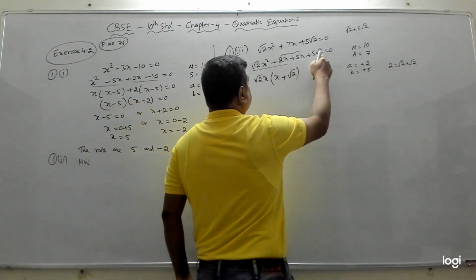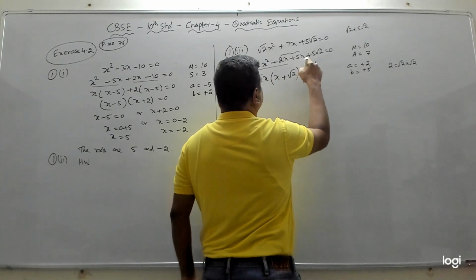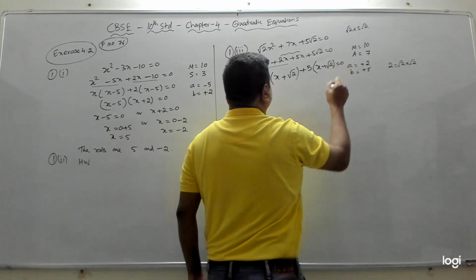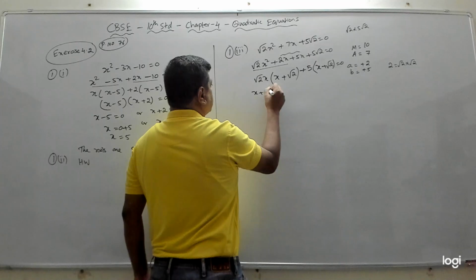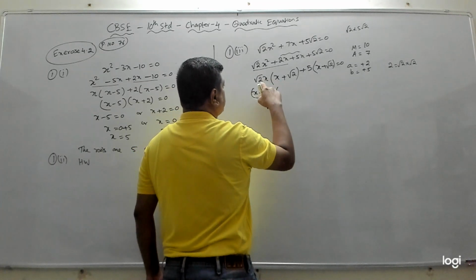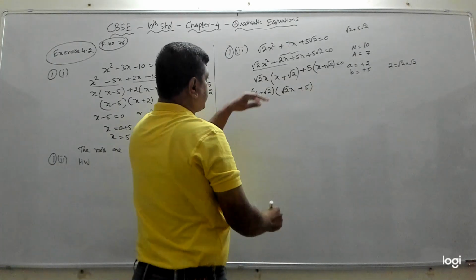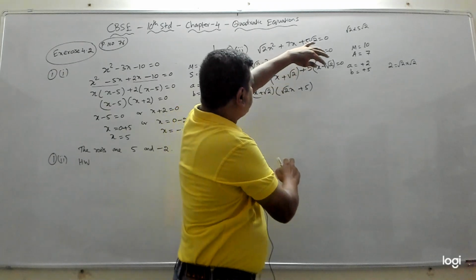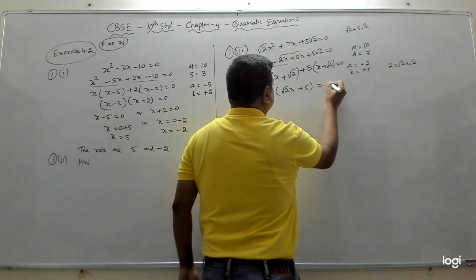Now again in these two, what is common? Plus 5 is common, so I'll take 5 common. Then you will have x here. Here 5 is taken out, so you will get x plus root 2 equal to 0. Then again here x plus root 2 is common. So this will become root 2x plus 5. Because if I take x plus root 2 out again, I will have this 5 here. So this is equal to 0.